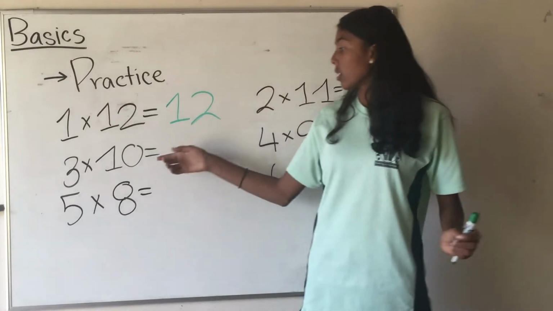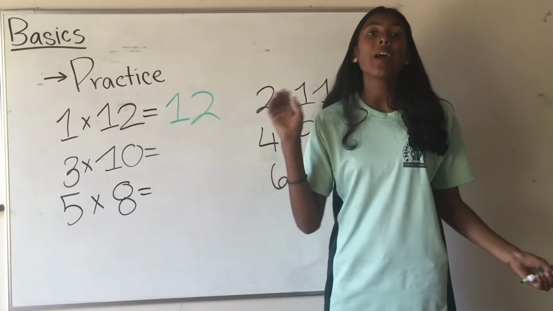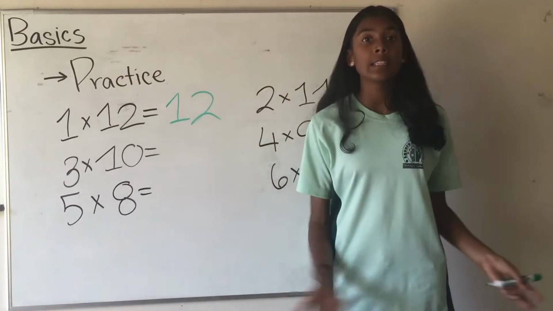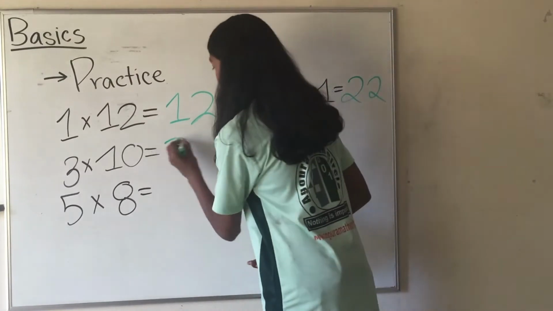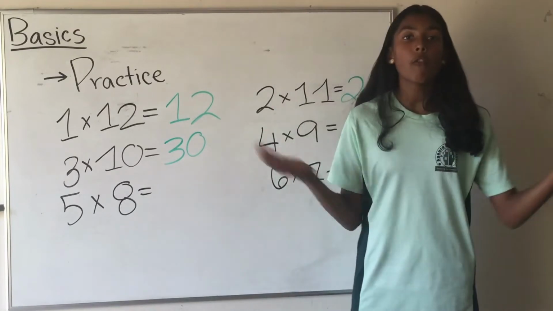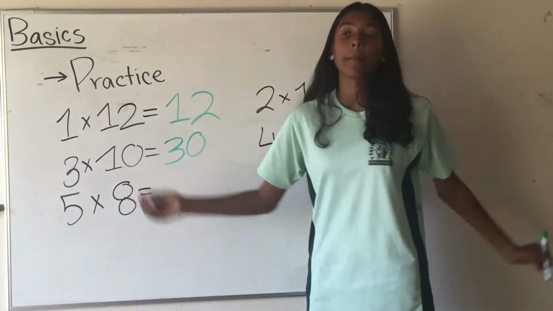And now let's move on to 3 times 10. Something we learned about 10 is that you write the digit you're multiplying by and then add the zeros accordingly. So we would get 3, and then there's a 0 here, so you get 30. 4 times 10 would be 40, 5 times 10 would be 50, and so on.